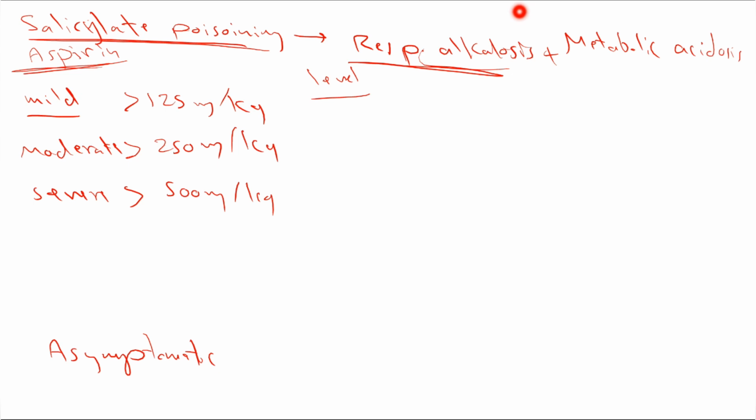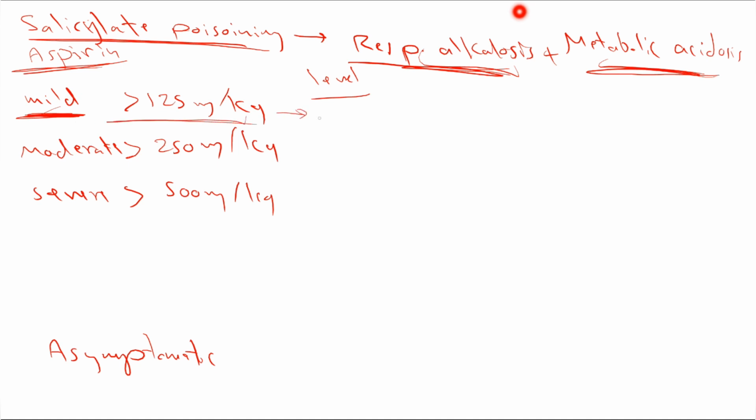The accumulation of metabolites and salicylate derivatives results in metabolic acidosis. So metabolic acidosis usually happens later. Respiratory alkalosis comes first, then there will be mixed respiratory alkalosis and metabolic acidosis. In children, the acidosis can usually predominate. So what is the level? If more than 125 milligram per kg is taken, it is mild poisoning.